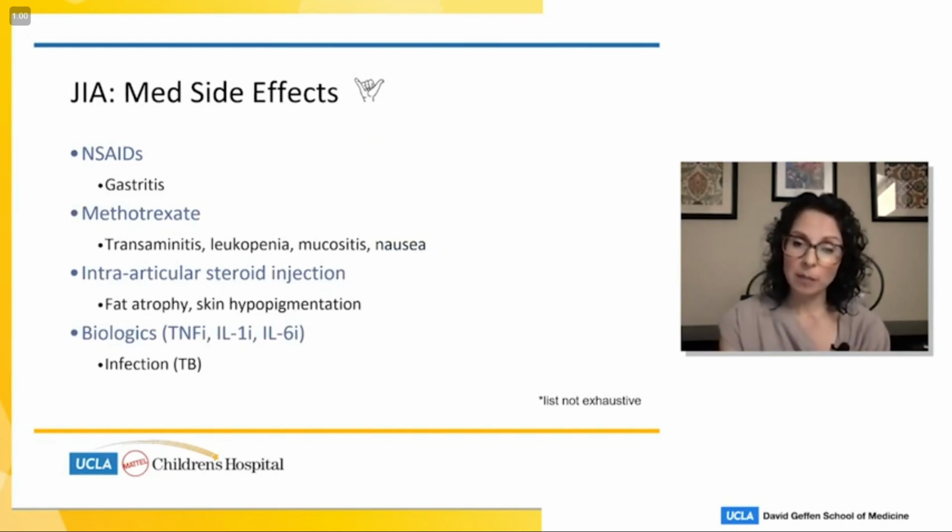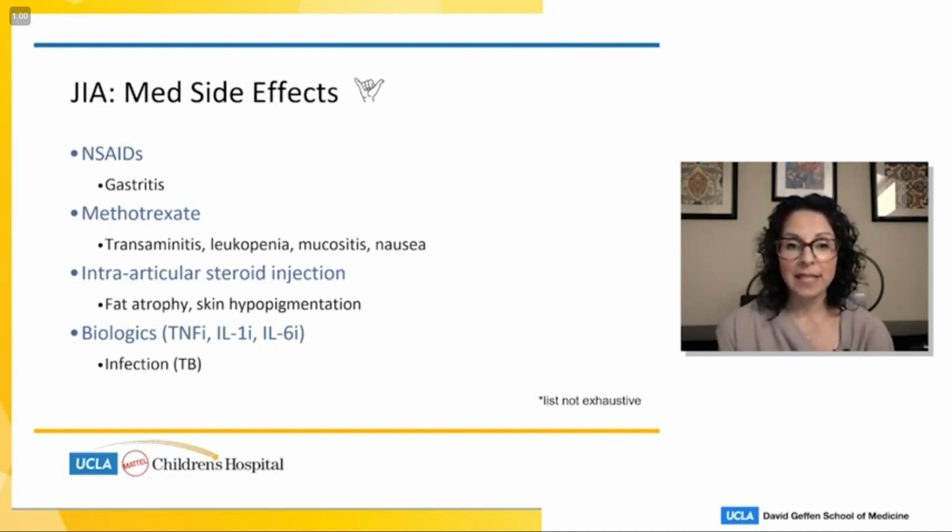ABP would like you to be familiar with some of the basic side effects of juvenile arthritis medications, including gastritis, as you know, with NSAIDs. With methotrexate, we have to be aware of transaminitis, leukopenia, mucositis, and nausea.